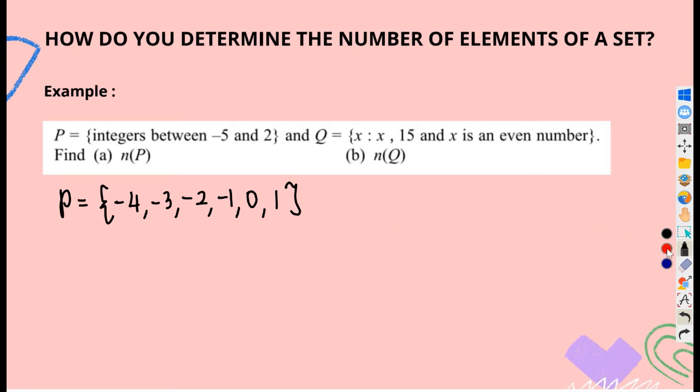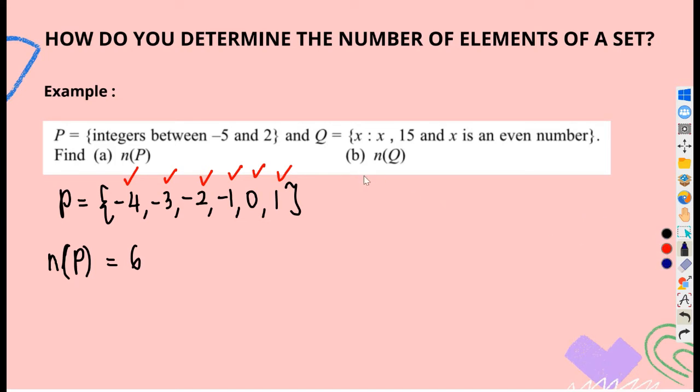Now we want to calculate. How many elements are in set P here? 1, 2, 3, 4, 5, 6. So that is 6. So n(P) is equal to 6. This is for set P.